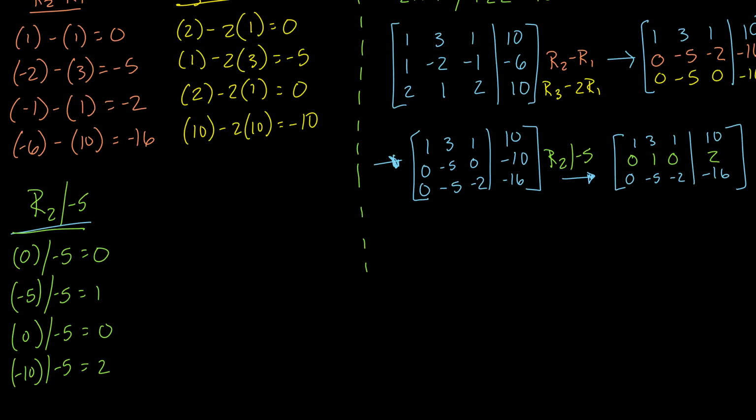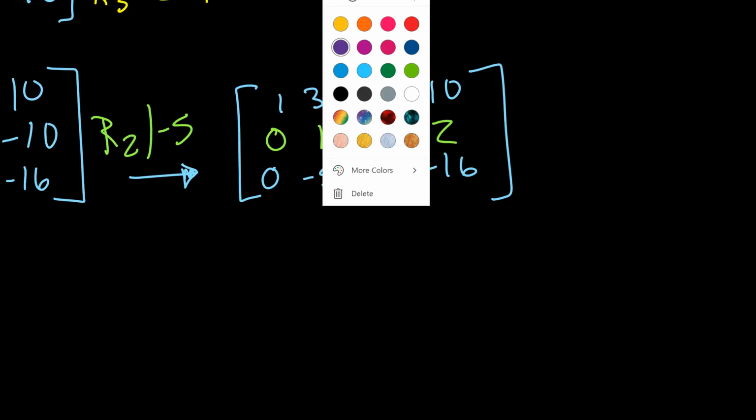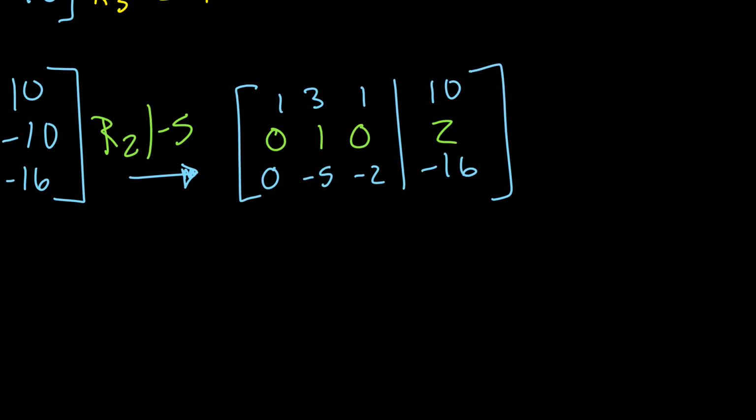Now what needs to happen? The negative 5 needs to be 0. What else? And the 3. Both of those. So how could we get this 3 to be a 0? If you subtract 3 times what? Row 1 minus 3 times row 2. And then what can we do to this last row to make the negative 5 a 0?